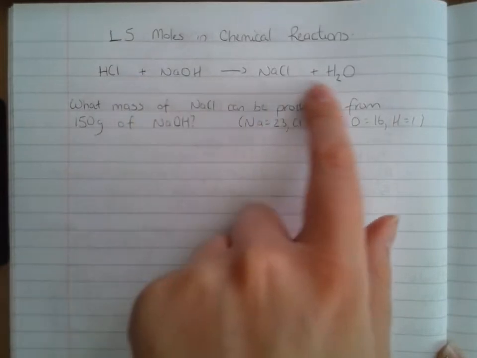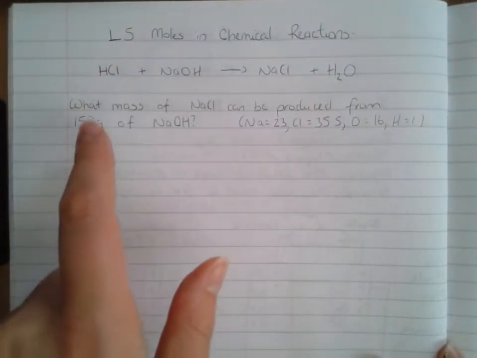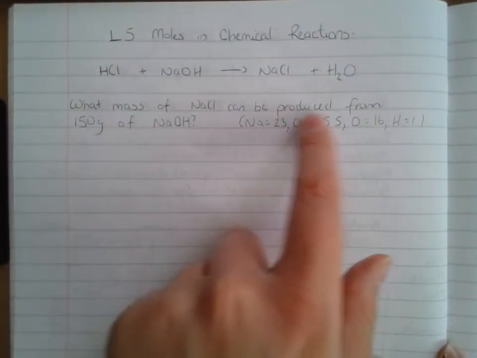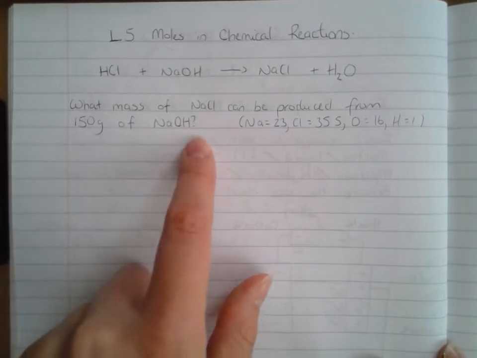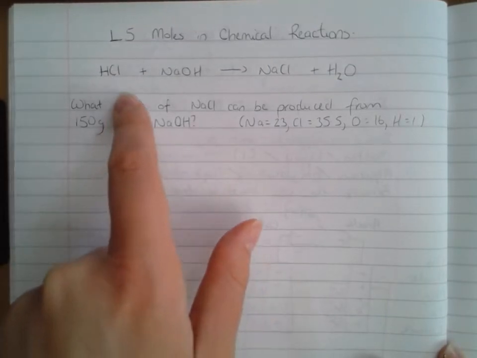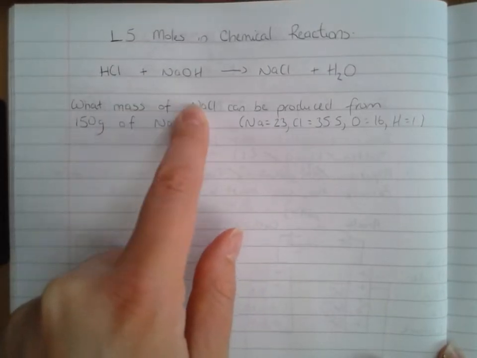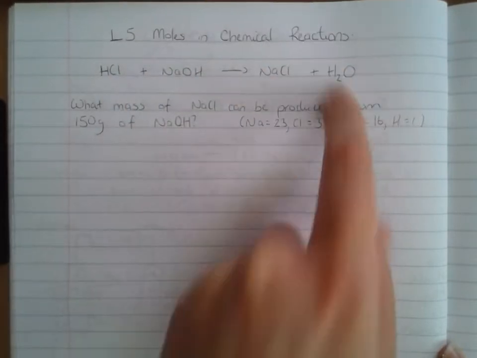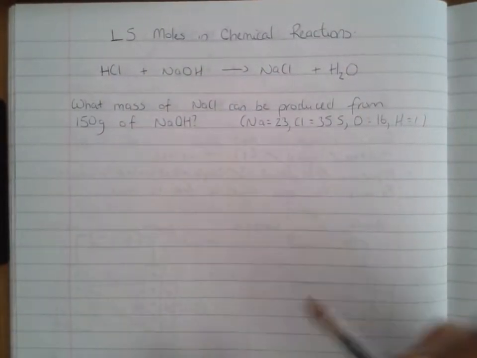They've given you a balanced chemical equation, and then they've asked you what mass of NaCl can be produced from 150 grams of NaOH. Okay, so when you're asked to calculate the mass and you're given an equation like this, that is when you are going to draw your table.